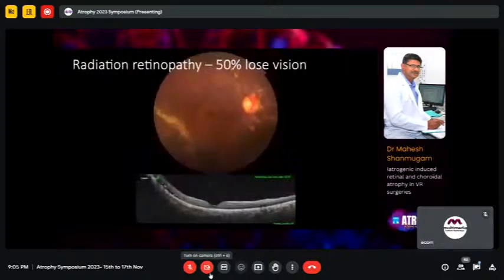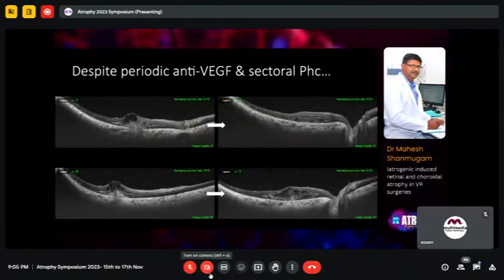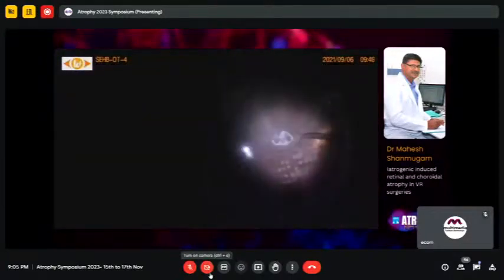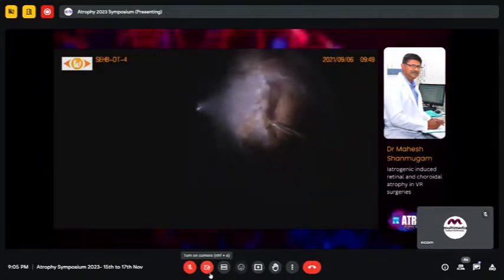Post-brachytherapy for melanoma, 50% of the patients tend to lose vision because of radiation retinopathy, and we treat them with intravitreal anti-VEGF agents. But here is one patient where despite multiple intravitreal anti-VEGF agents and steroids, toxic tumor syndrome and recurrence of macular edema continued, wherein we decided to remove the tumor, that is the dead tumor, to decrease the risk of the toxic tumor syndrome.